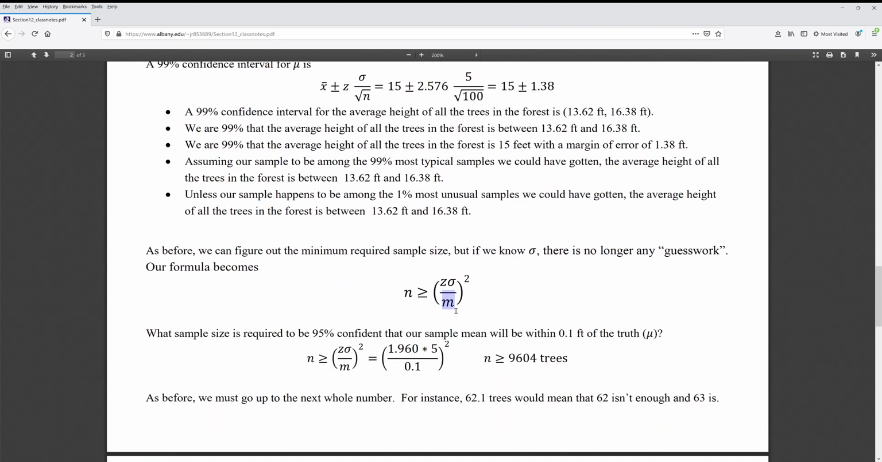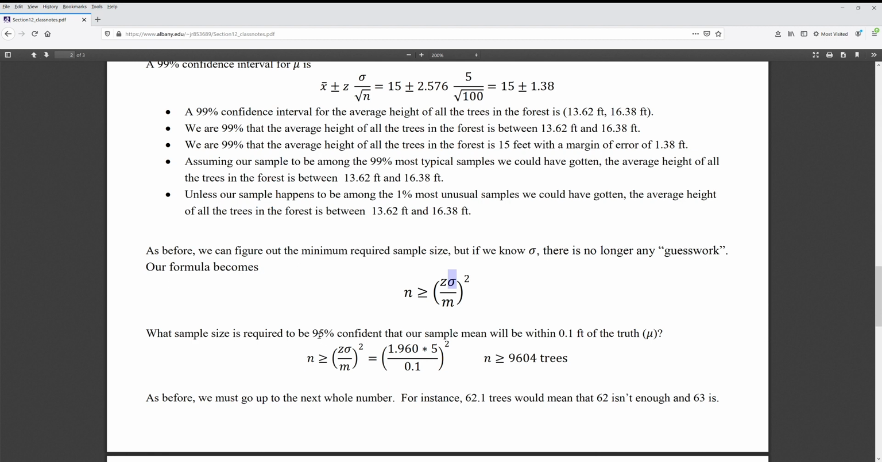So if m represents the margin of error in whatever units you've got, feet, the confidence level gives you the z, sigma is given at the start of the problem, and of course you've got to round up to the next whole number. If it's between 63 and 64, then 63 is not enough, 64 is. It's not about the rounding exactly. You've got to bump it up to the next whole number.